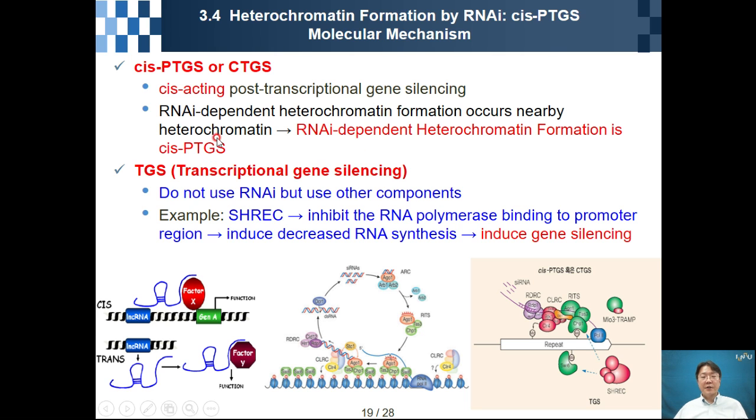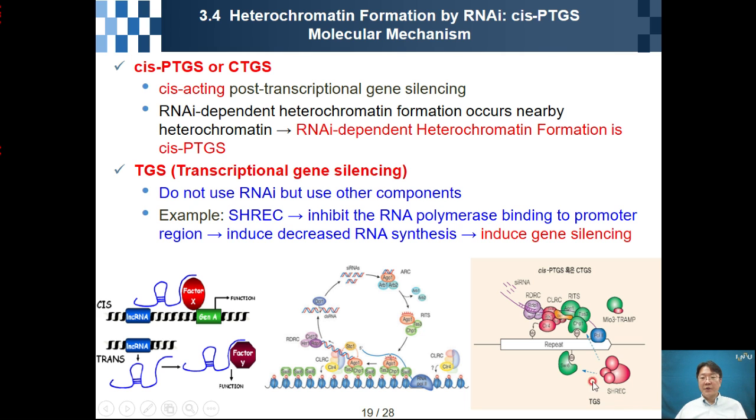So there is another concept, TGS. We call it transcriptional gene silencing. TGS does not use RNAi. So for gene silencing, TGS does not use RNAi, but uses other compounds. Okay, let's see one example.